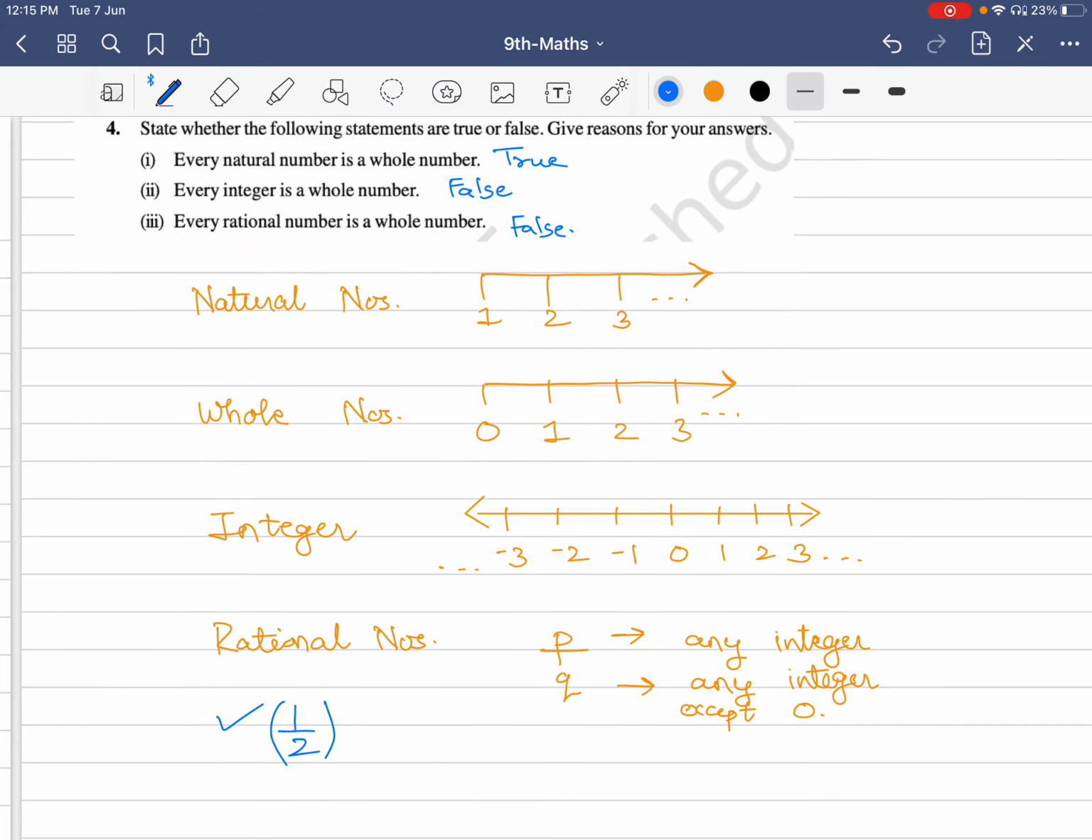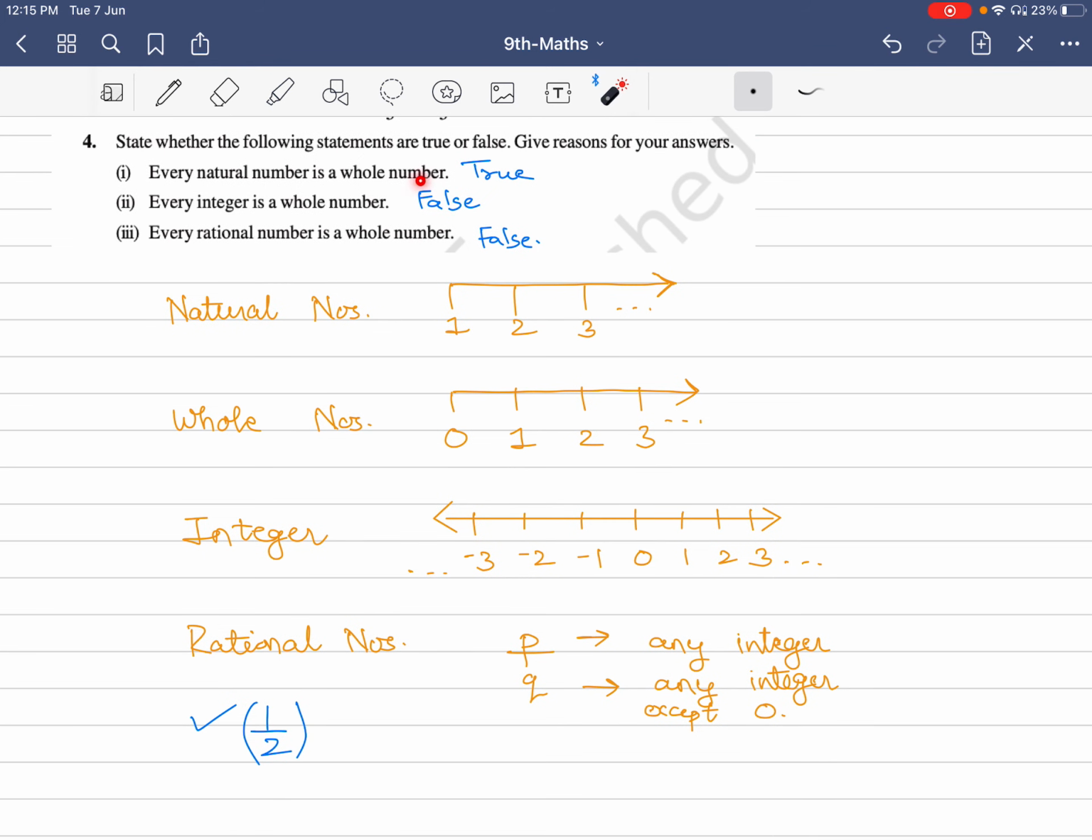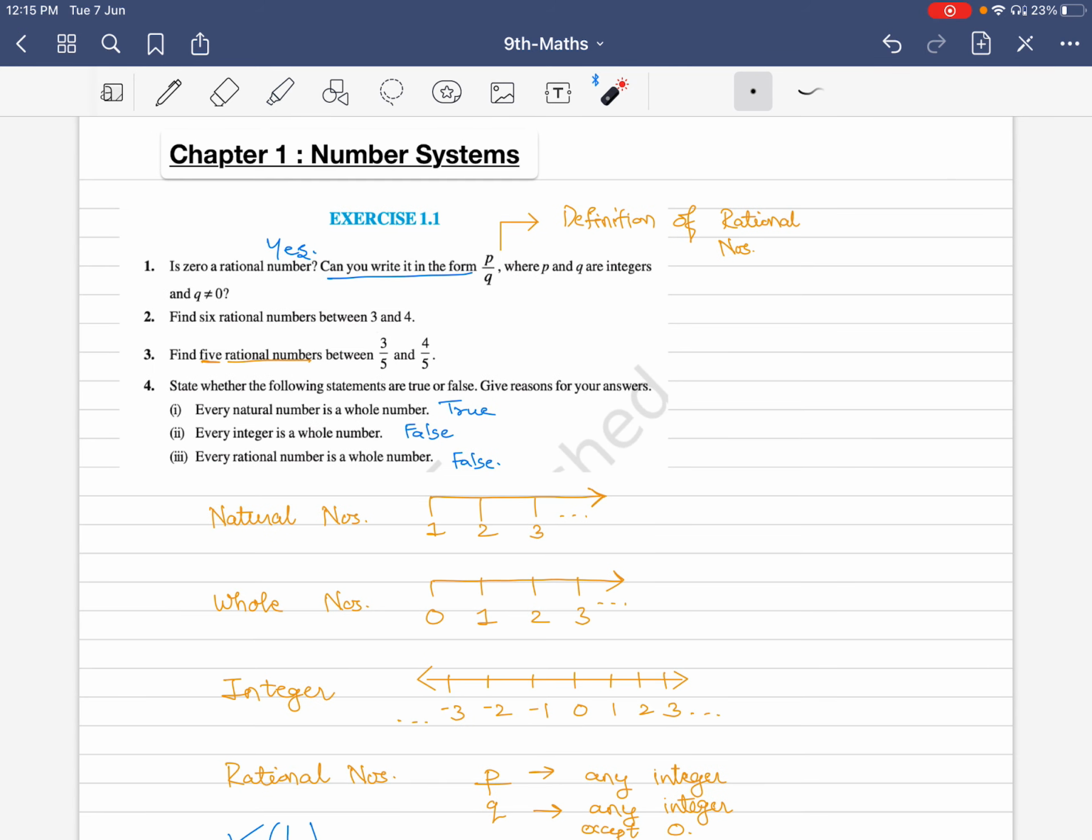Thus, we have completed question number 4 as well. These statements are marked true, false, and false. This is the completion of exercise 1.1 from chapter number 1, Number Systems.